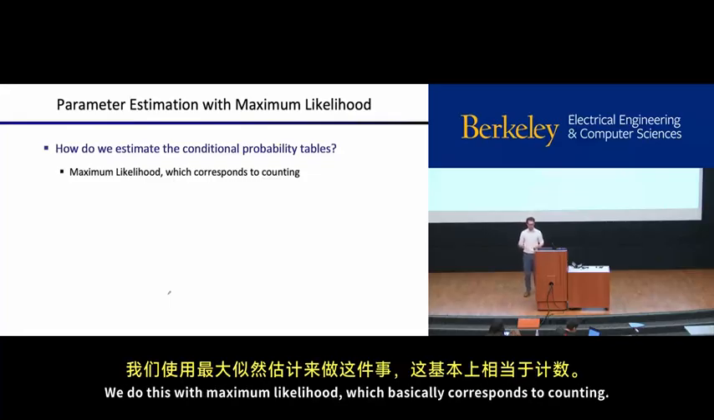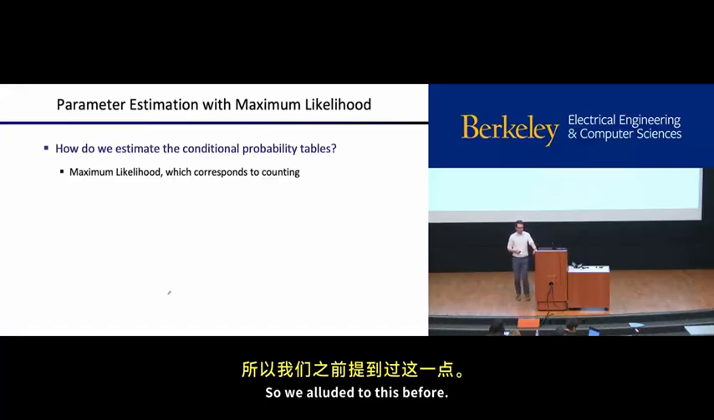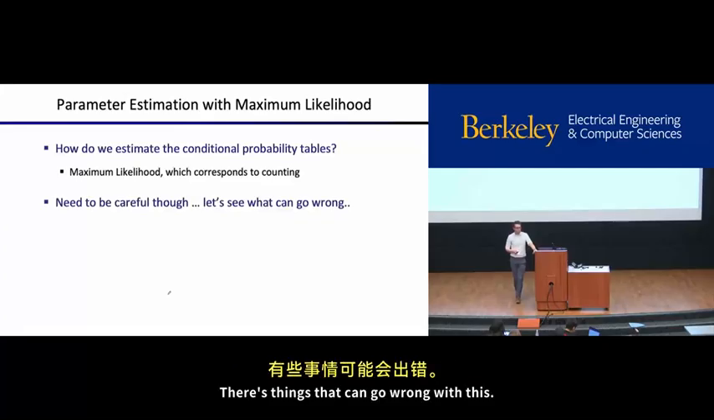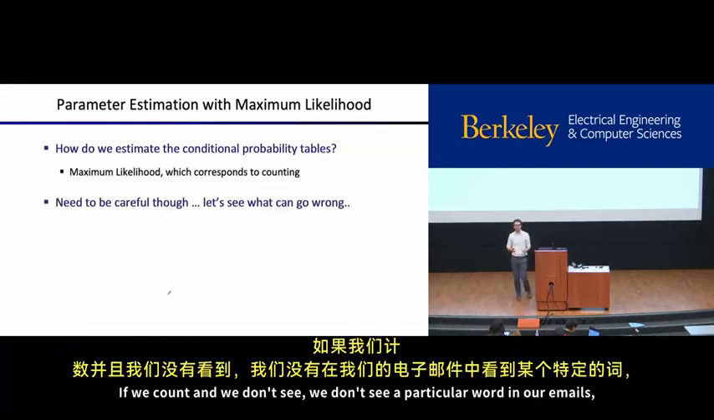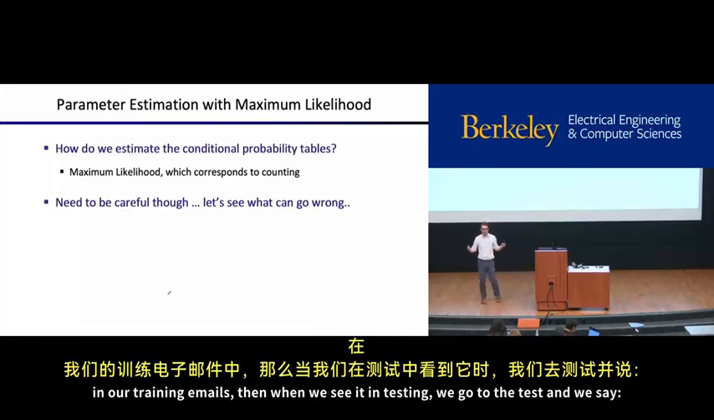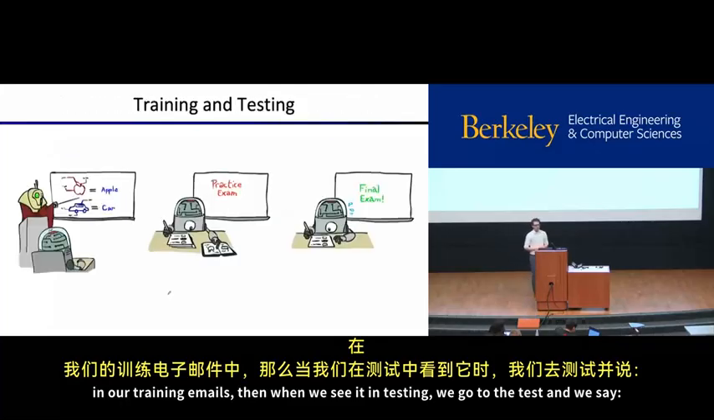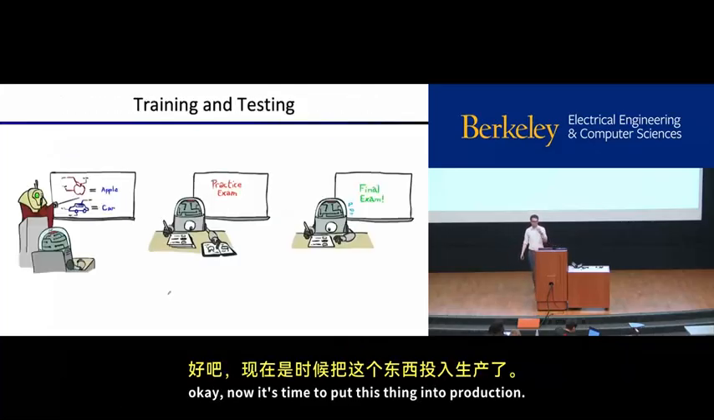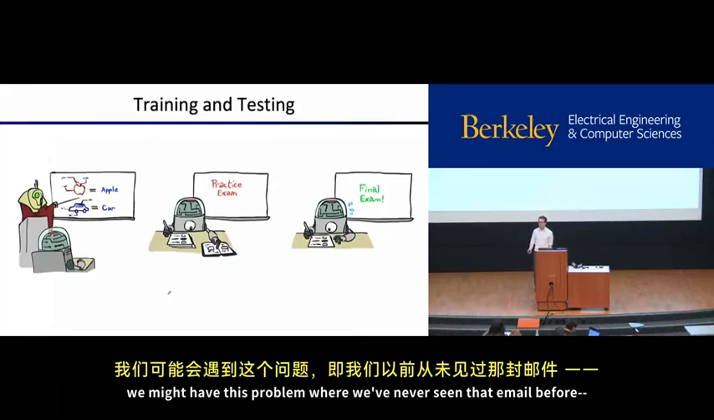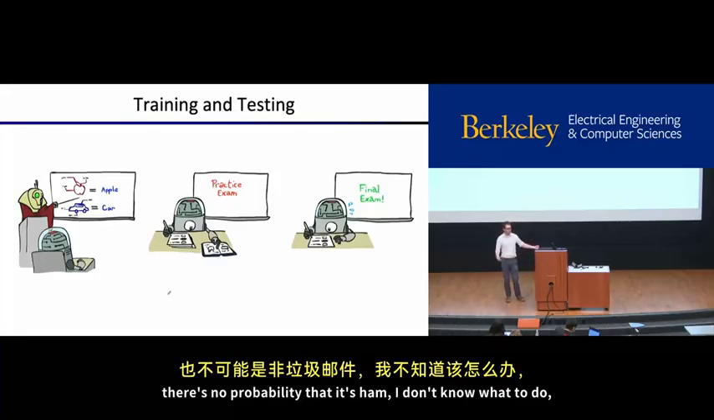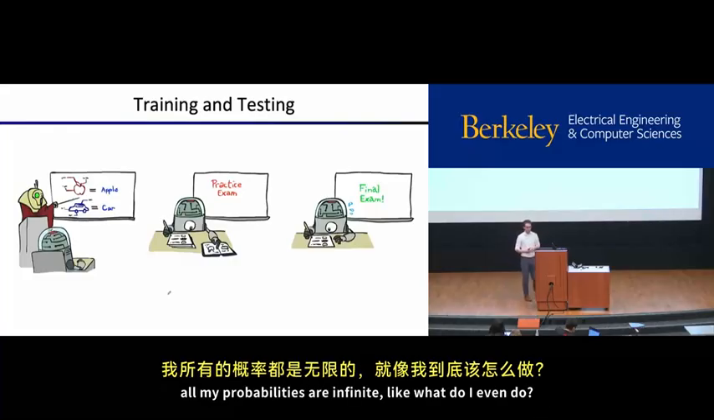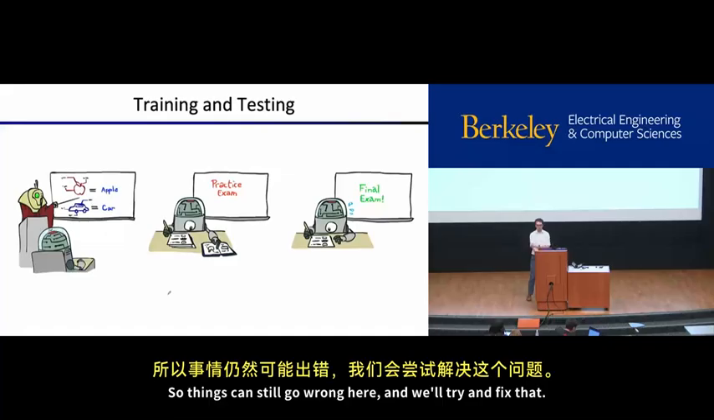We do this with maximum likelihood, which basically corresponds to counting. We alluded to this before. There are things that can go wrong with this. If we count and we don't see a particular word in our training emails, then when we see it in testing, when it's time to put this thing into production, we might have this problem where we've never seen that word before, and so we think there's no probability that it's spam, there's no probability that it's ham, I don't know what to do, all my probabilities are infinite, what do I even do? So things can still go wrong here, and we'll try and fix that.